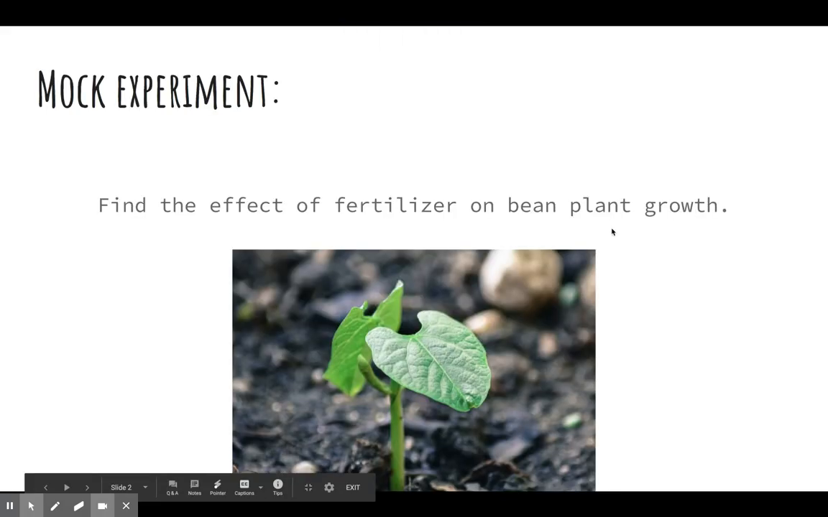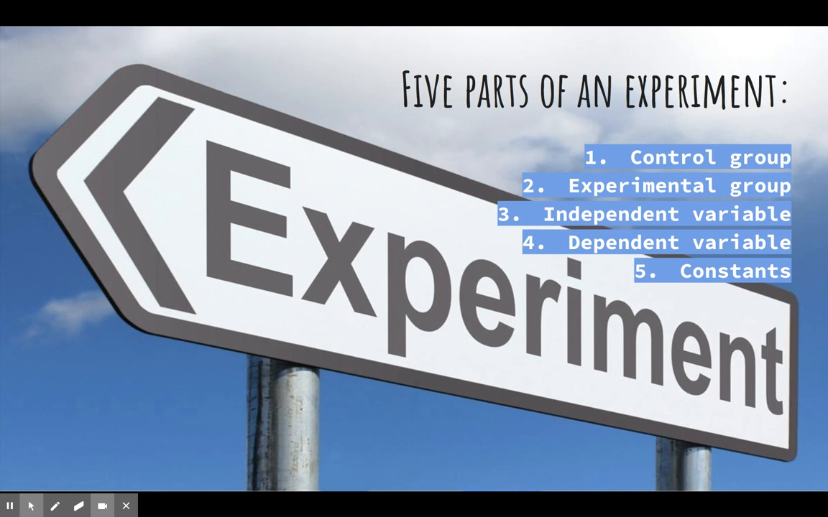So I want you to keep this mock experiment in mind as we go through this today, because I'm going to use pieces of this as examples. So our mock experiment is to find the effect of fertilizer on bean plant growth. So there are 5 major parts of an experiment. There's your control group, your experimental group, your independent variable, your dependent variable, and then your constants.